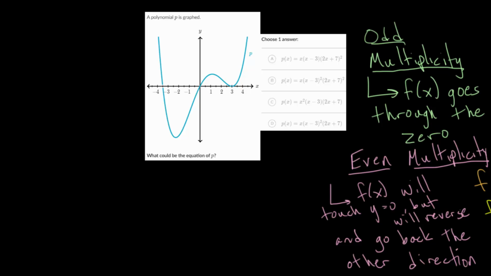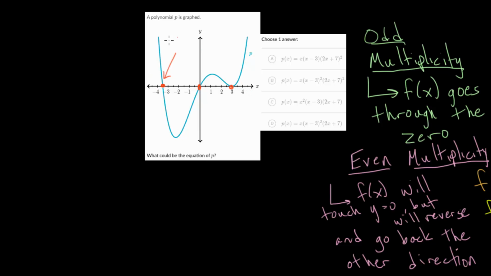So in this first problem, we have a polynomial p, which is graphed below. And what I would recommend doing to figure out this equation of p is to first start by finding out when the polynomial is equal to 0. So we can first determine the numerical value, and then we can think about its multiplicity.